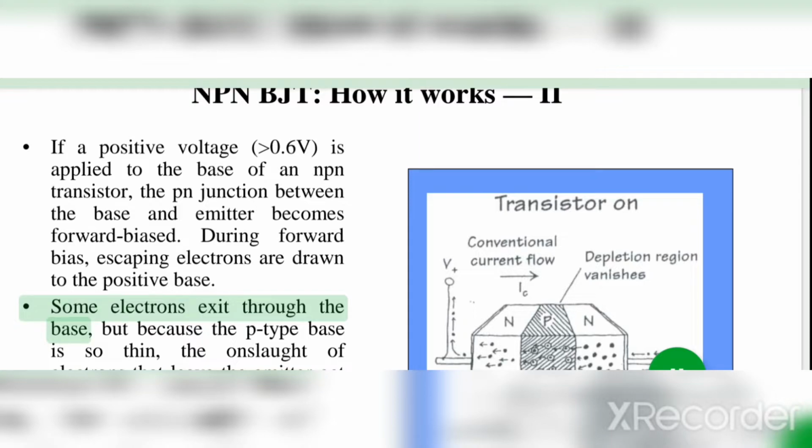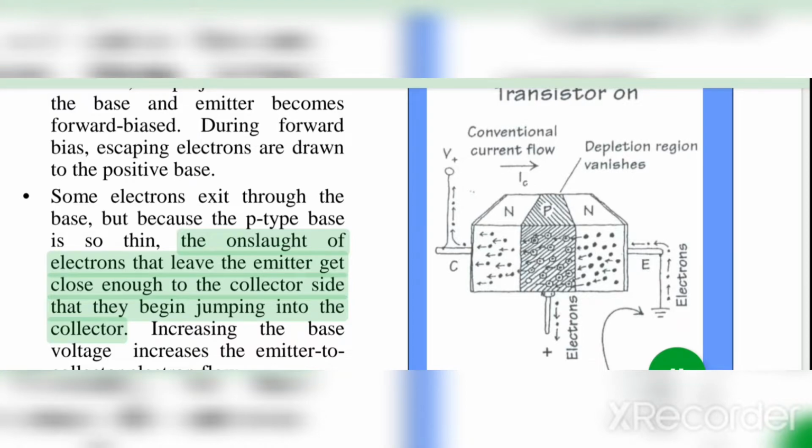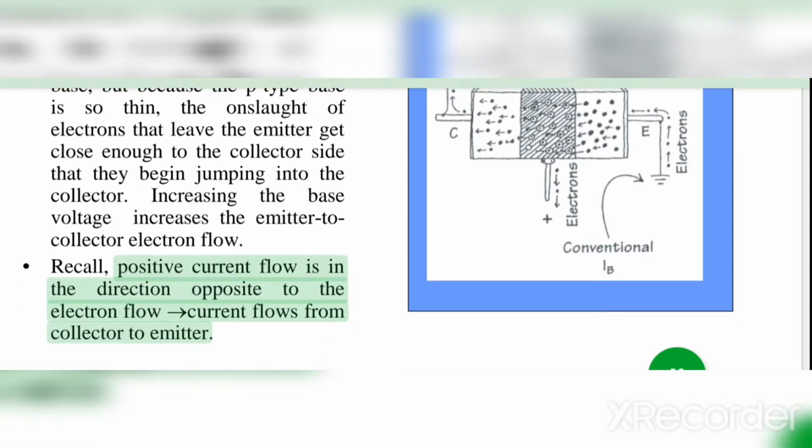Some electrons exit through the base, but because the p-type base is so thin, the onslaught of electrons that leave the emitter get close enough to the collector side that they begin jumping into the collector. Increasing the base voltage increases the emitter to collector electron flow. Recall, positive current flow is in the direction opposite to the electron flow. Current flows from collector to emitter.